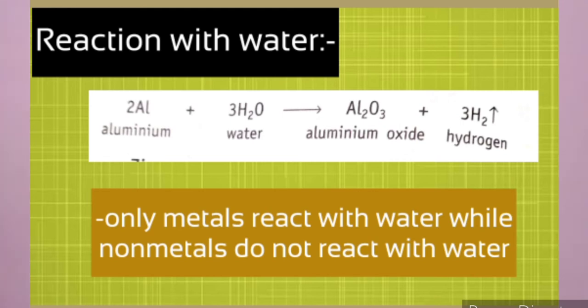The basic reaction is that whenever metals react with water, they will form either oxide or hydroxide. Like sodium reacting with water will form sodium hydroxide, aluminium reacting with water is forming aluminium oxide, and hydrogen gas is evolved. This part is important, that hydrogen gas will be given out. Non-metals do not react with water. There is no reaction of non-metals with water.